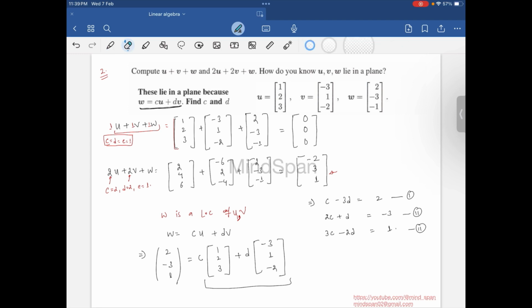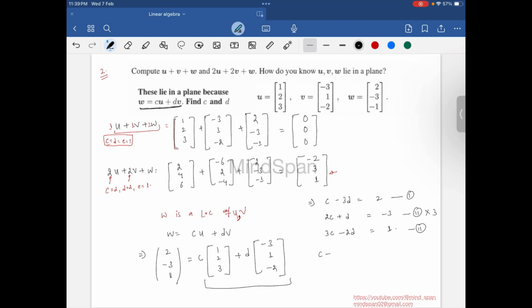What we can do, right? So let's solve this. Maybe we will get to know more what it is saying. So we can solve this equation 1 and 2. We can multiply this equation 2 by 3.